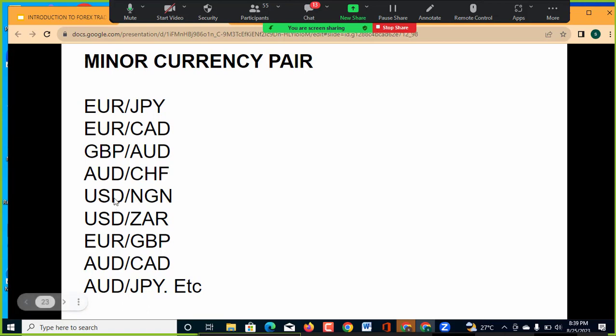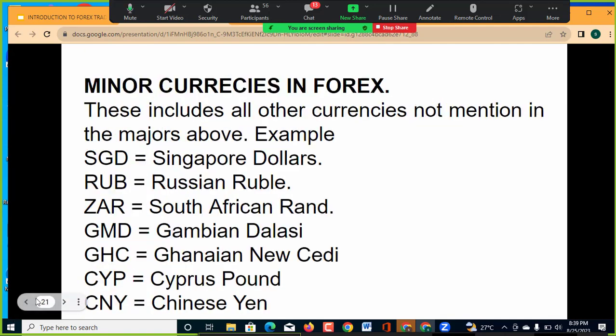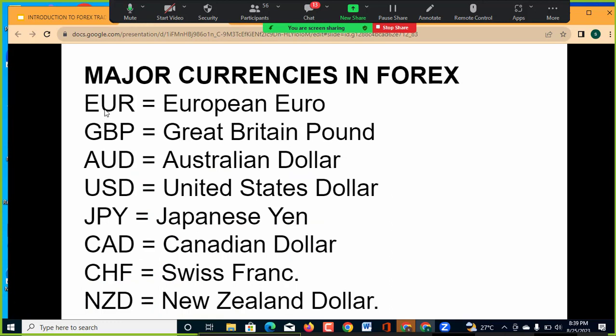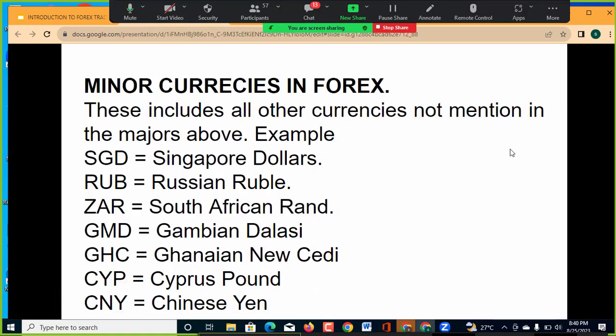You can ask why these two are not major currency pairs. The reason is that the Naira is not a major currency, and the South African rand is not a major currency. Let me go back again to show you something very important. Look at the major currencies here. There is no Naira here, and no South African rand here. So even though the US dollar is paired with the Naira, you can't term it a major currency pair. And on the other hand, USD/South African rand is also not a major currency pair.